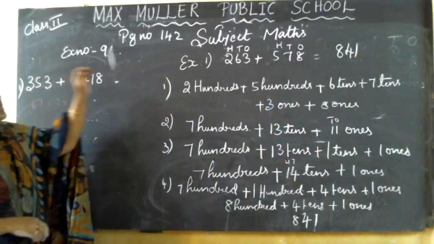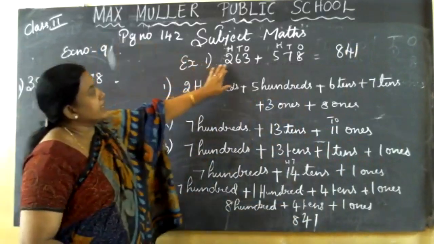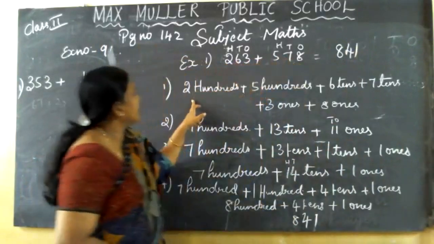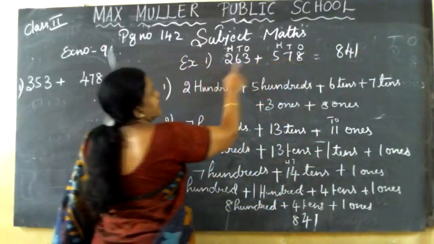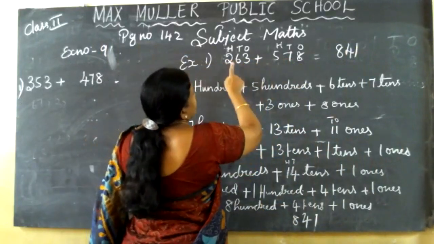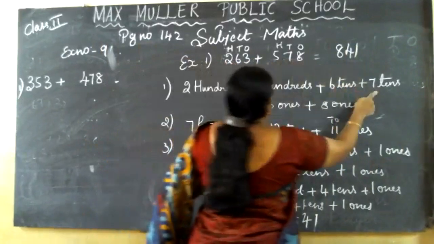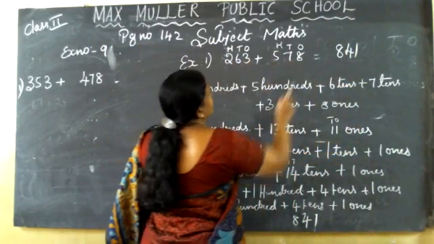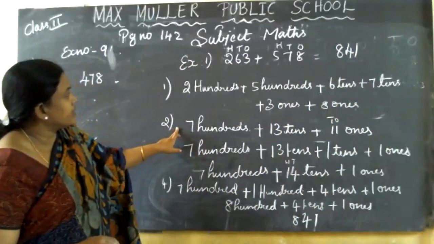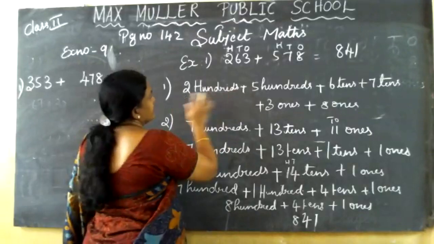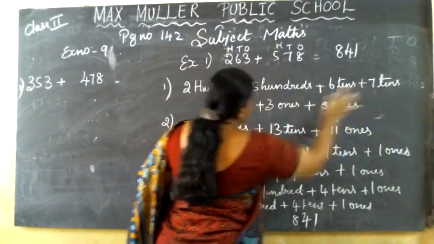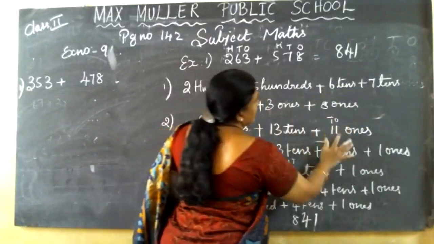First step, listen children. First step, we write the numbers 263 and 578. Second step, take the hundreds numbers, 200s and 500s. After that, 6 tens and 7 tens. After that, ones, 3 ones and 8 ones. Second step, see the second step, children. Now you want to add hundreds: 2 plus 5, 700s. Tens: 6 plus 7, 13 tens. 3 plus 8, 11 ones.